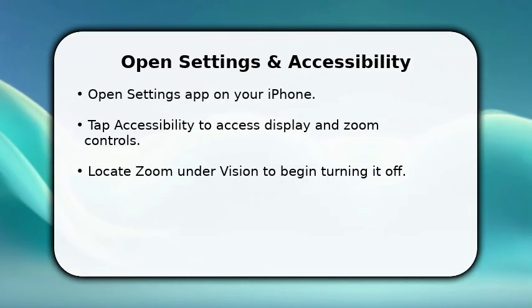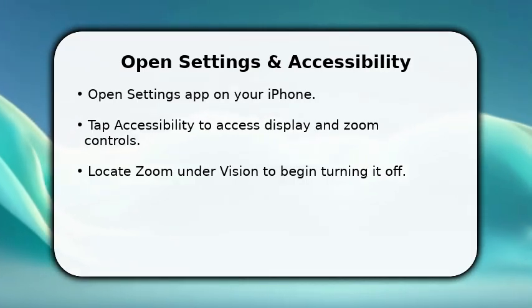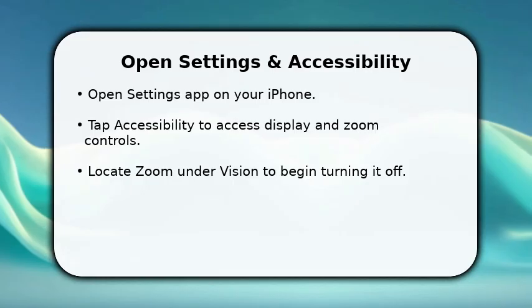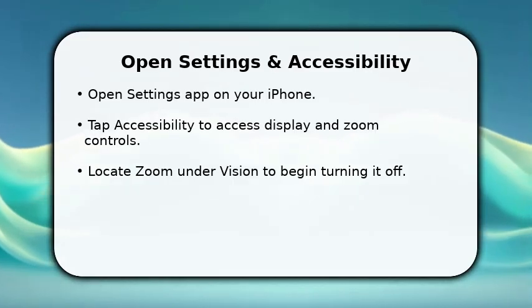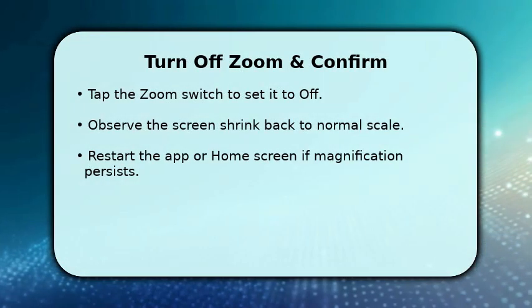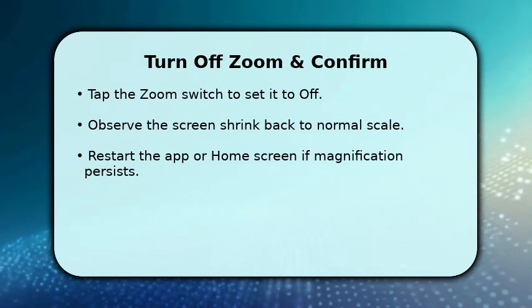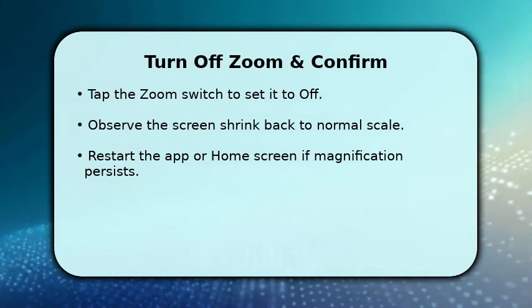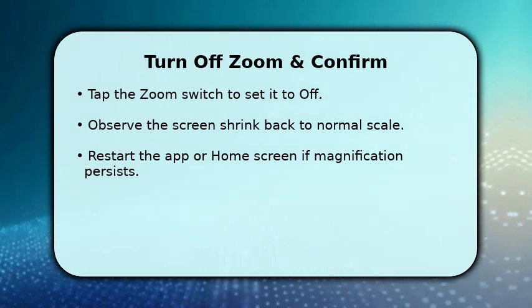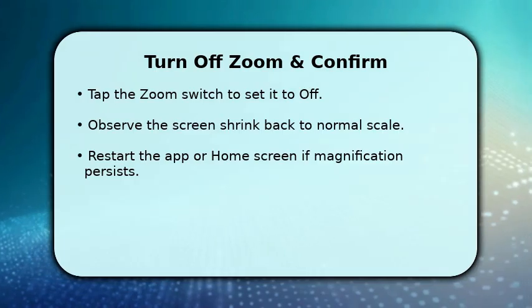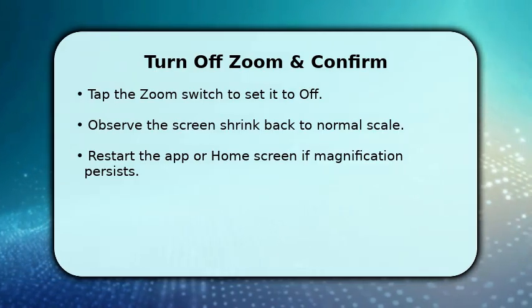Make sure you do this rather than closing an app, because Zoom is an accessibility setting that affects all apps and the home screen. When you tap the Zoom switch, it immediately deactivates the magnifier. The screen should shrink back to normal scale right away. If you use the 3-finger double tap gesture to zoom, practice it once to confirm it no longer magnifies.